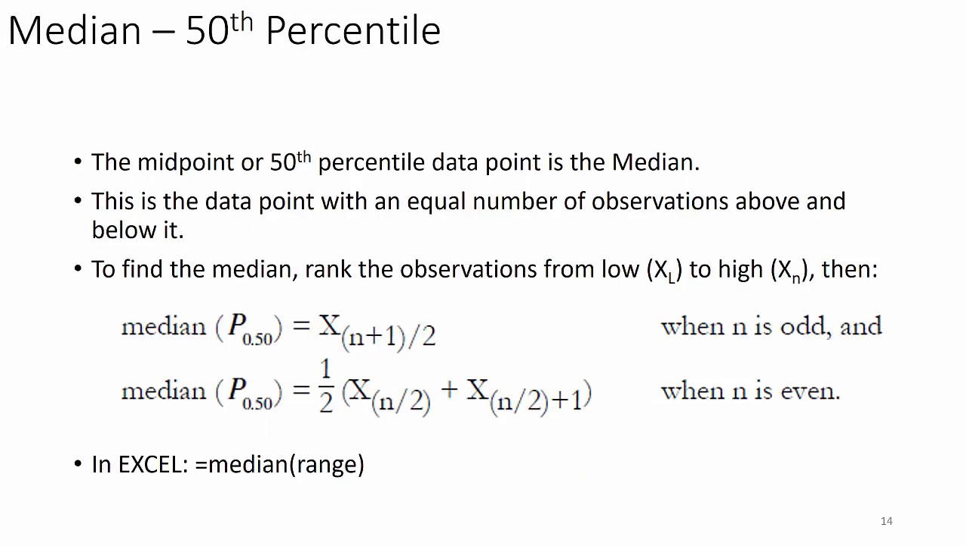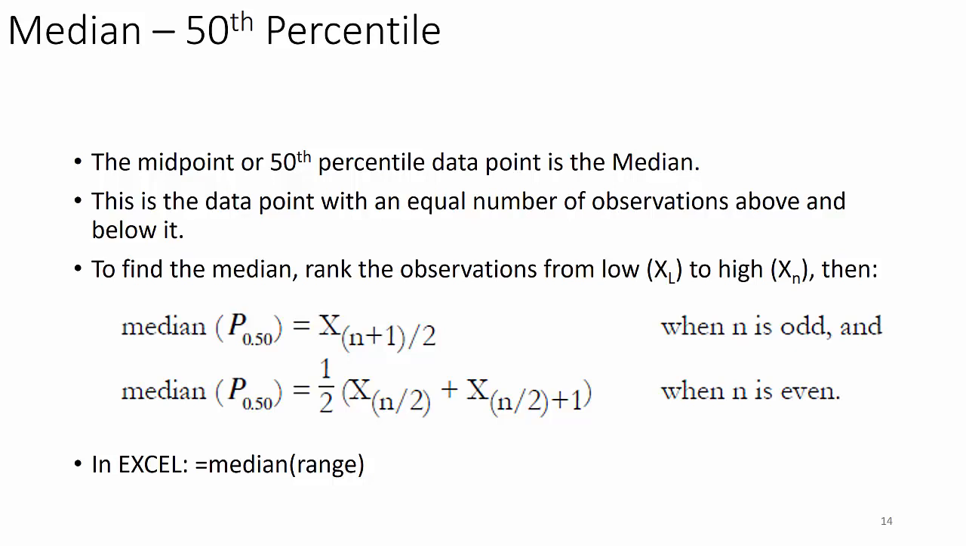The midpoint, or 50th percentile data point, is the median. This is the data point with equal numbers of observations above and below it. So if you have 100 observations, the median is between the 50th and 51st observation. If you have 101 observations, it's the 51st. So it's the average between the two.